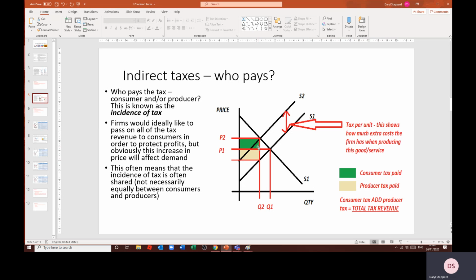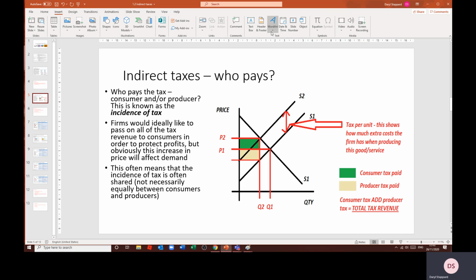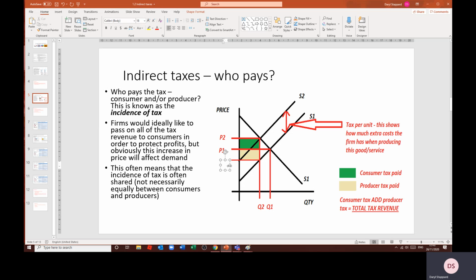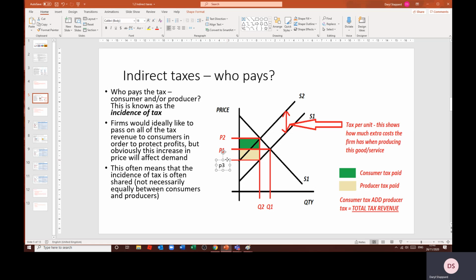Now we've got these two different shaded box areas here. We've got a green one and a yellowy kind of colour one as well. Now these two areas together will measure the total tax paid in the market on this particular good or service. Okay, so if I just add something to this diagram so you can see what I'm talking about here. Let's put this here, P3. Right, now the idea is, look at this. From P3 to P2 is the tax per unit.